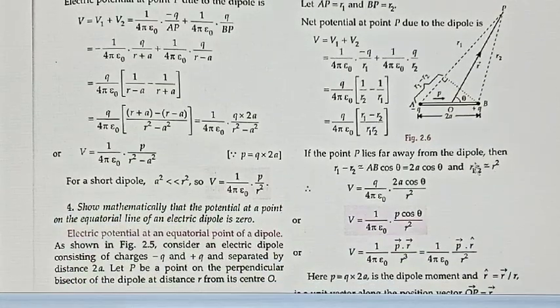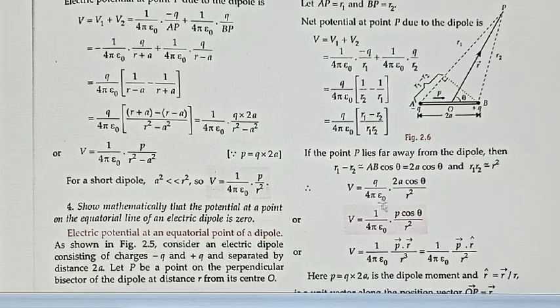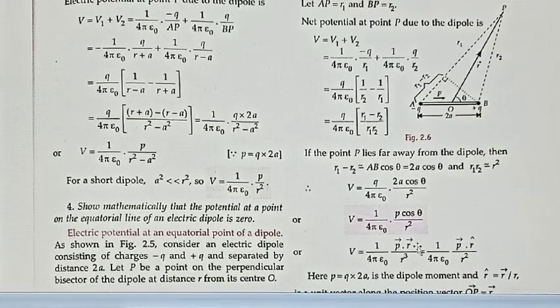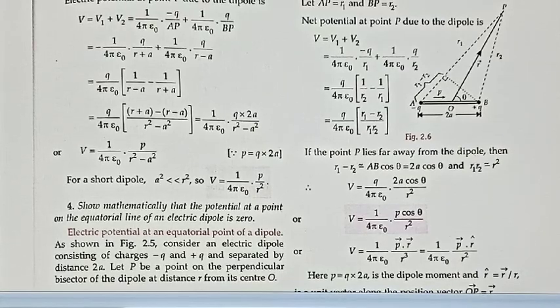Now if it is so, then you put all the values here. So V is equal to Q by 4 pi epsilon naught, twice a cos theta by r square. So V is equal to 1 by 4 pi epsilon naught P cos theta by r square. Okay, we are introducing P. P is equal to twice a Q. So 1 by 4 pi epsilon naught P dot r by r cube. This is the vector notation.